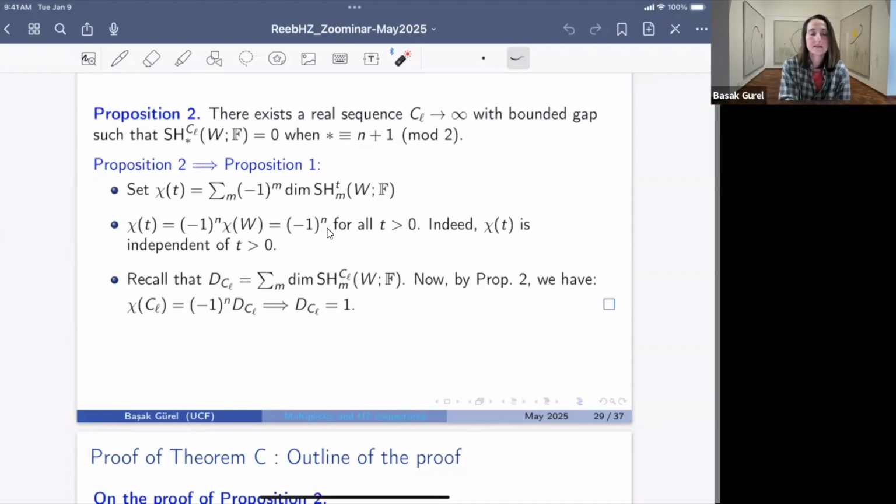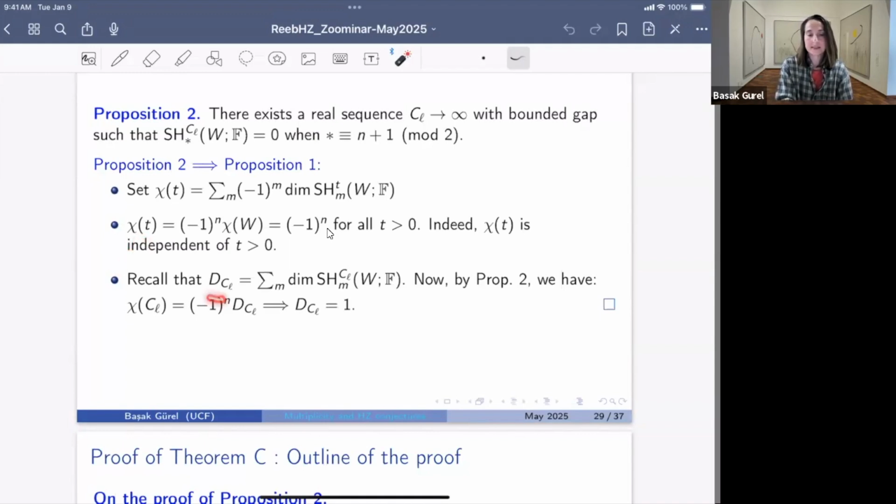Well, let's set an Euler characteristic here for symplectic homology. This thing is actually independent of t, because each one of them, as you pass through critical values, will come with 2 generators which have exactly the opposite parity. So this will come from, again, the interior of the domain. So this will be independent of t.